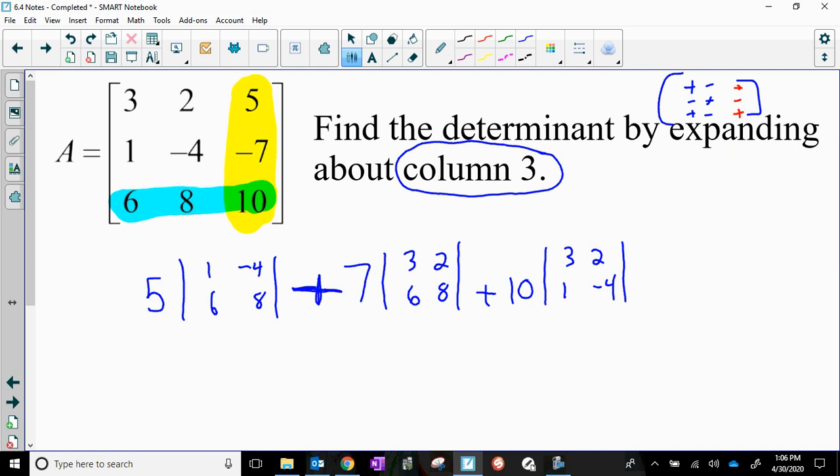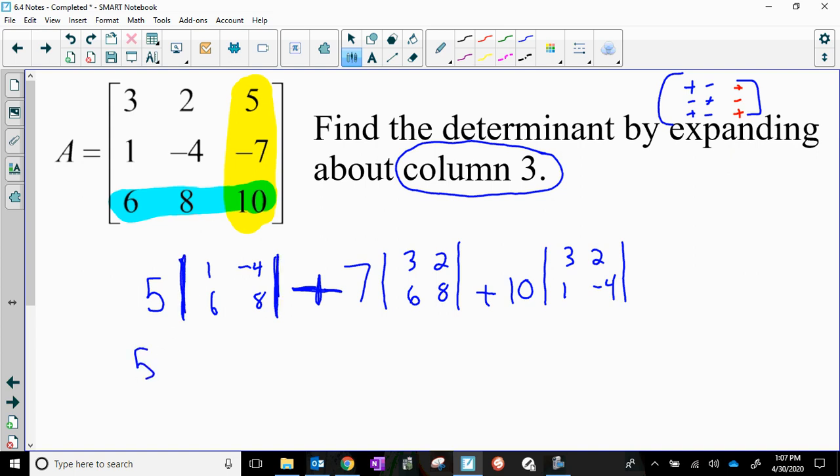Okay, now what I need to do is evaluate each 2x2 matrix. So if you think about the order of operations, please excuse my dear Aunt Sally. Parentheses or grouping symbols: the determinant must be done before you can multiply the 5. This is not scalar multiplication because these are not brackets. You have to do the determinant first.